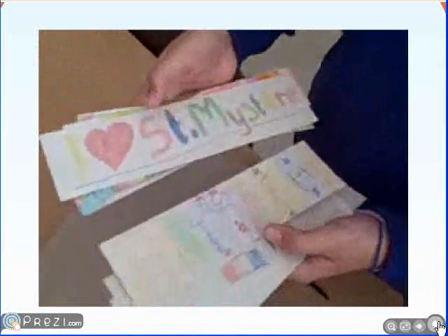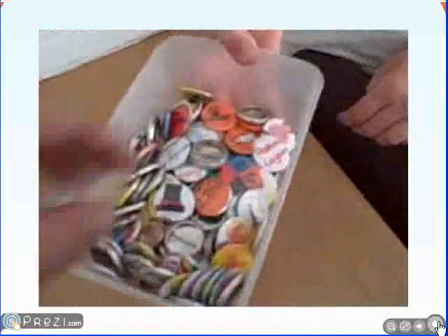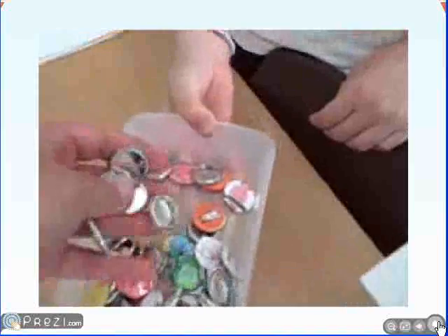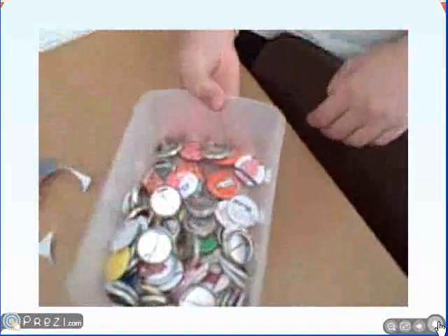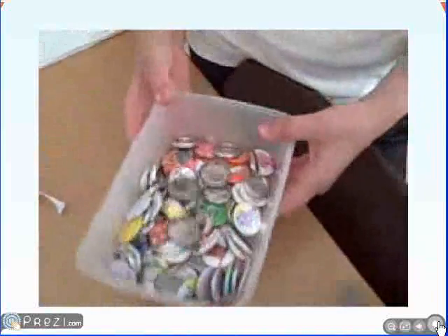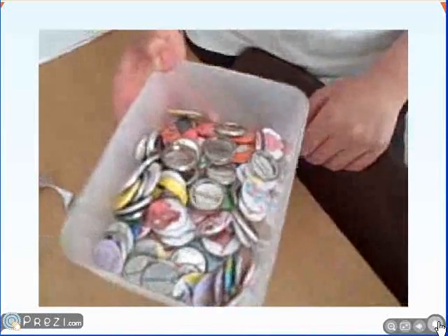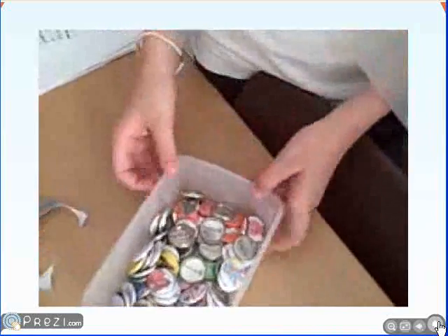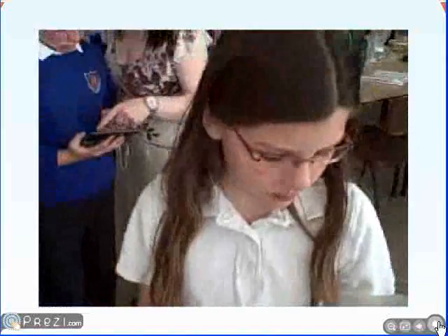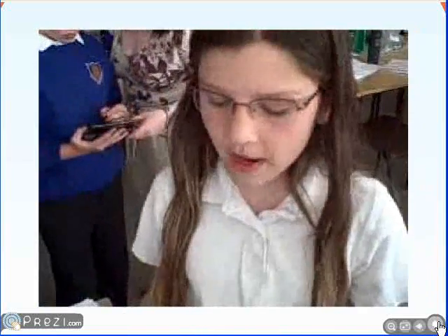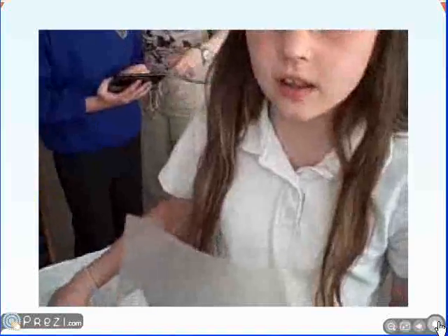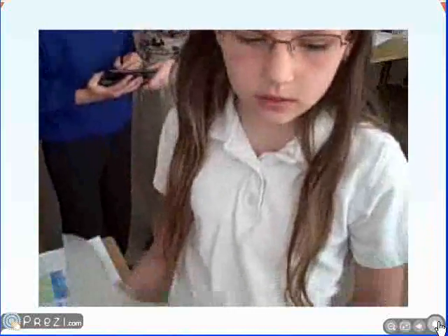Okay. These are the bookmarks that we've made. So you made bookmarks as well that you're going to sell? Yeah. Saint Mystère bookmarks, Bienvenue Saint Mystère, and you've also made badges too. Yeah. How much are these costing? Well, we haven't decided how much everything's going to be yet. Okay, so you're trying to make a profit on this? Yeah. So the real money that we get, we're going to pay the school back for the paper for photocopying and all the stuff.